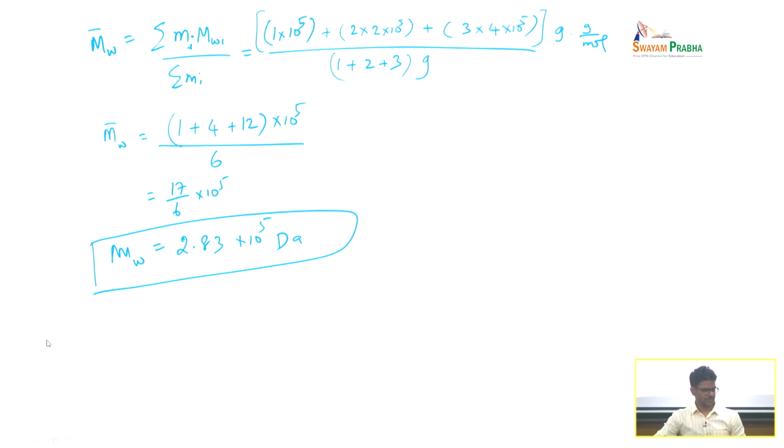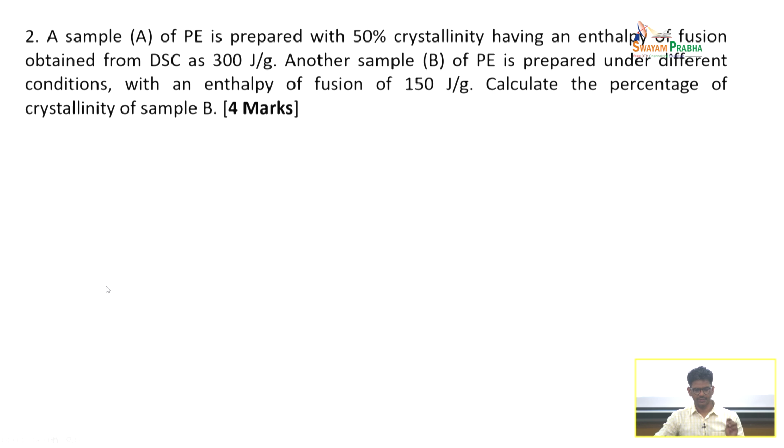Clear? So, that is the first question, and so moving on to the second question. What about this? Sample A of polyethylene is prepared with 50% crystallinity, having an enthalpy of fusion obtained from DSC as 300 joules per gram. Another sample B of PE is prepared under different conditions with an enthalpy of fusion as 150 joules per gram. Calculate the percentage of crystallinity of sample B.